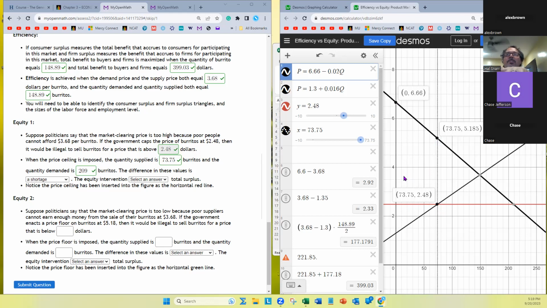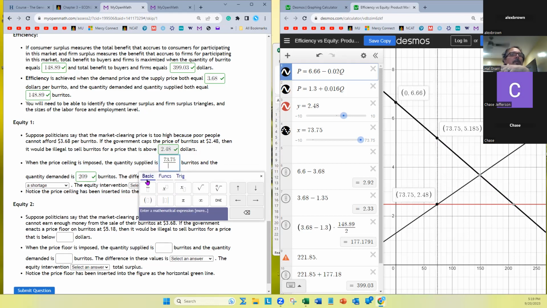And their consumer surplus increased as a result of this policy. It was this smaller trapezoid. Now it's this bigger trapezoid. So this policy actually benefits the rich. And it harms the middle income people. They lose surplus. And it has no effect on poor people. They weren't able to buy the product before. They're not able to buy the product after, right?